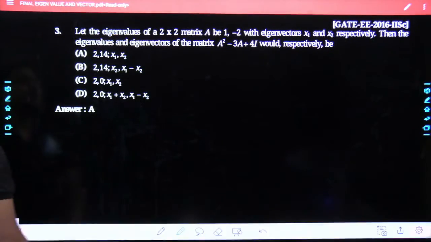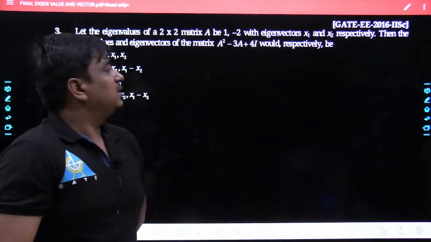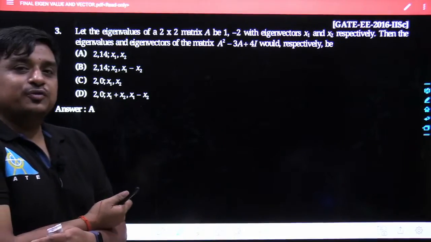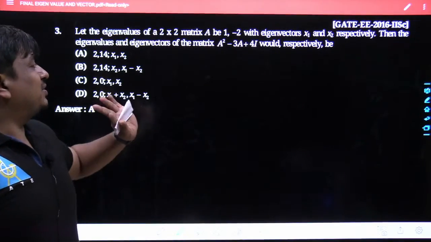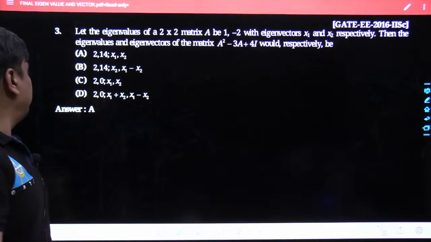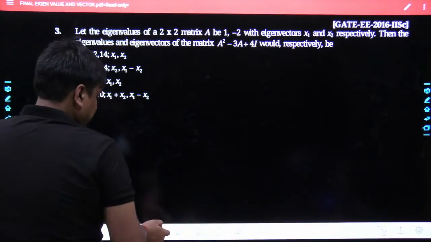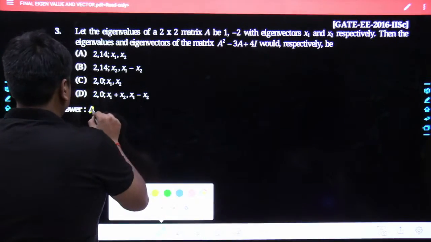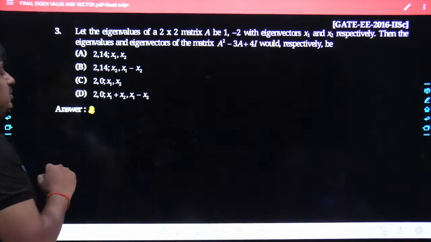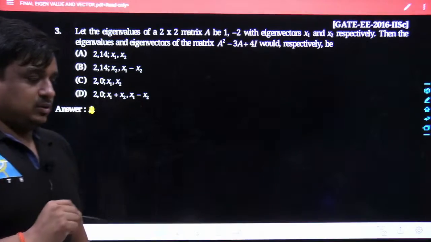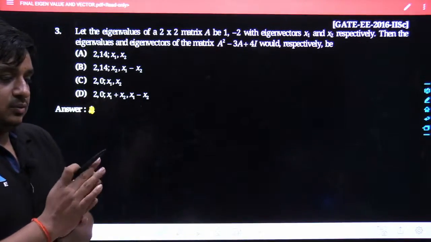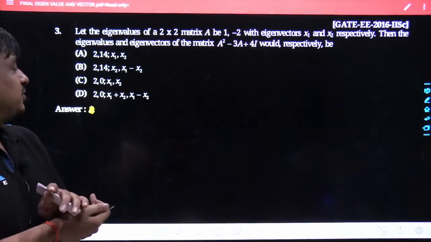This is the third question. The problem came in GATE Electrical, year 2016. The problem was framed by IISc Bangalore. The problem is based on the same concept. Tell me what would be the answer for this.